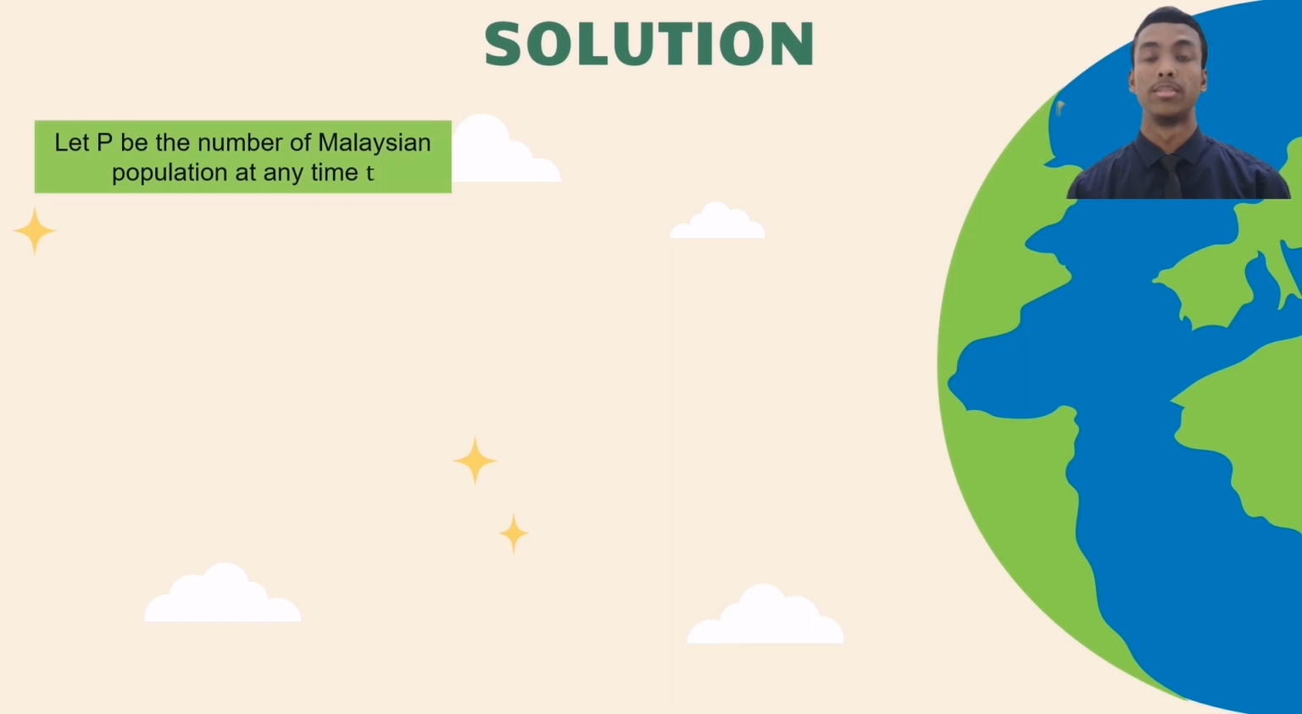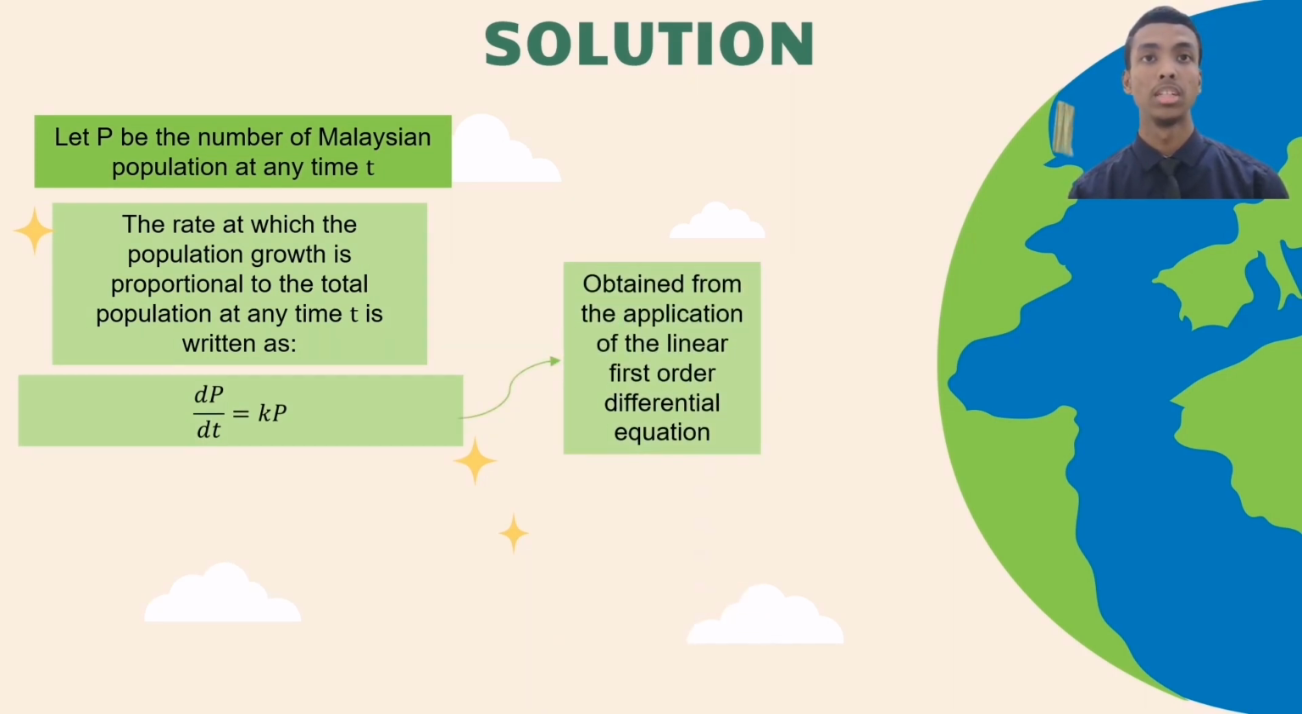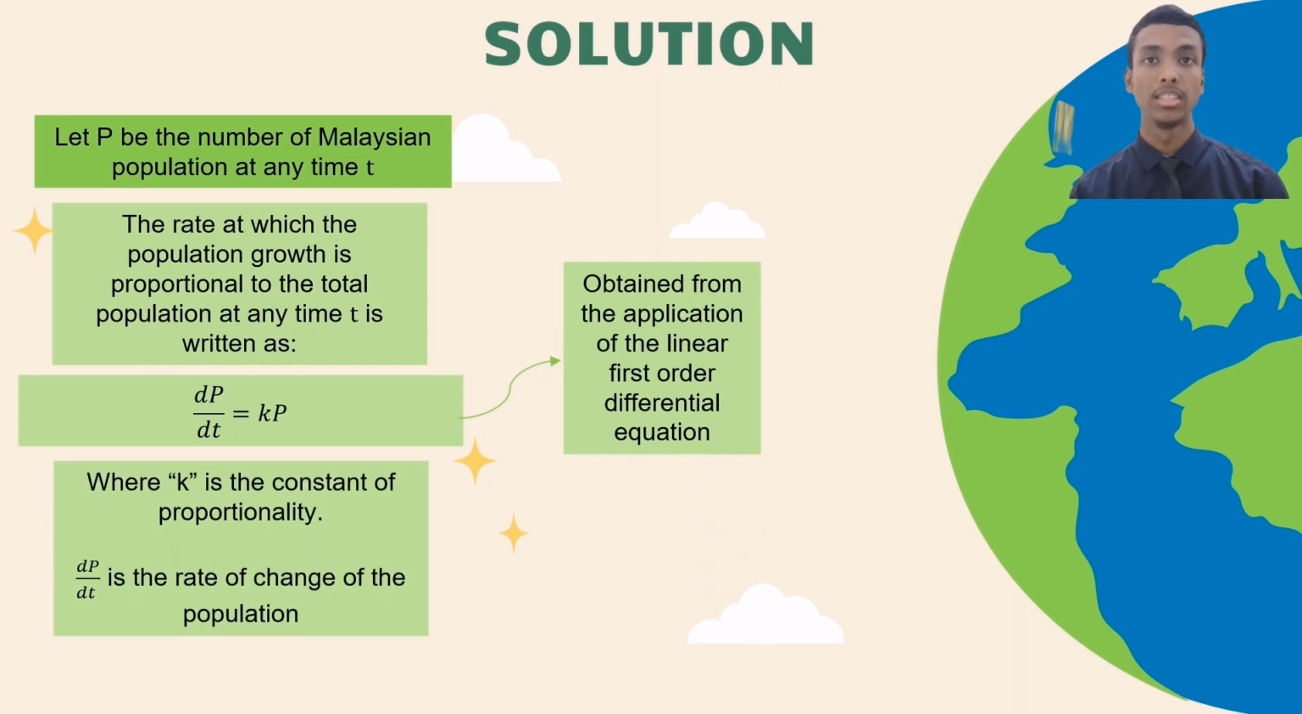Next is the solution. First, we let P be the number of Malaysian population at any time t. The rate at which the population grows is proportional to the total population at any time t, written as dP over dt equal to kP. It is obtained from the application of the linear first order differential equation, where k is the constant of proportionality and dP over dt is the rate of change of the population.